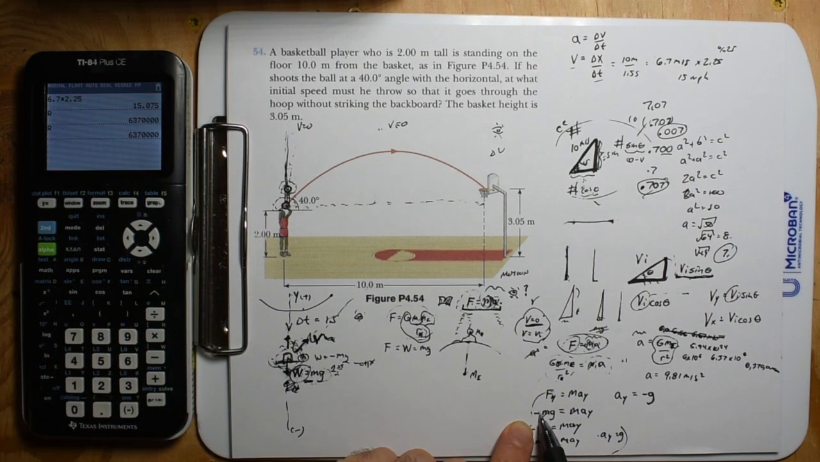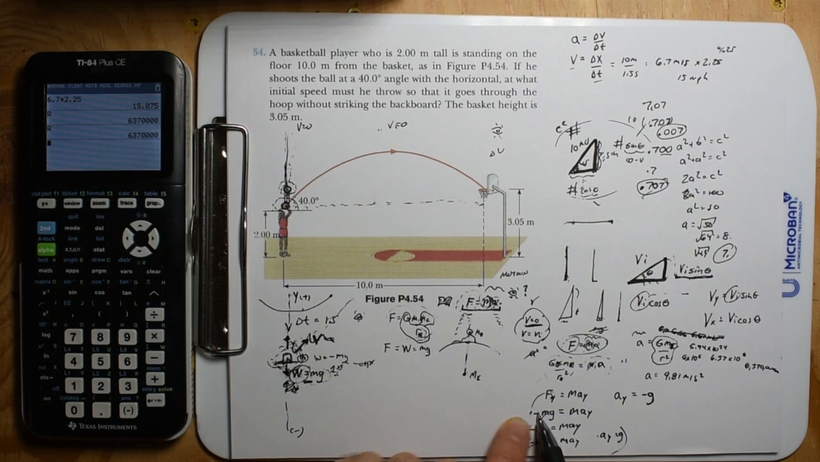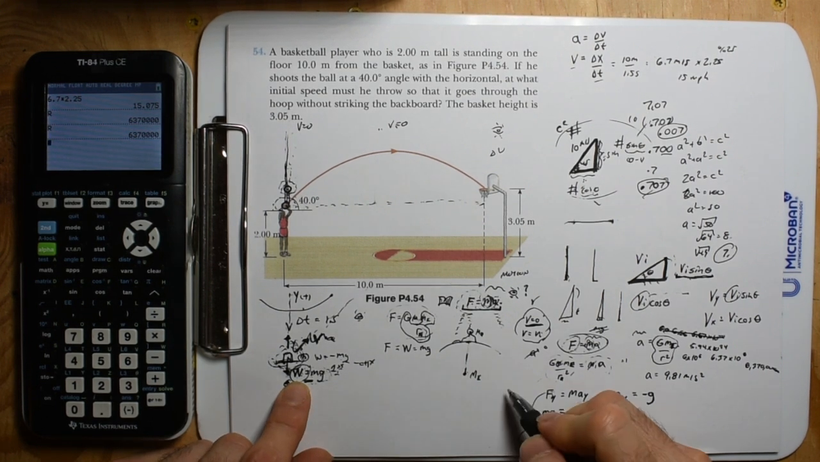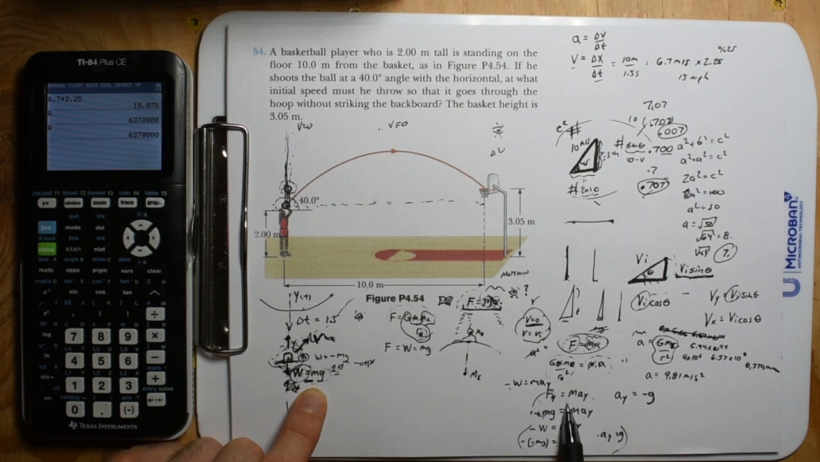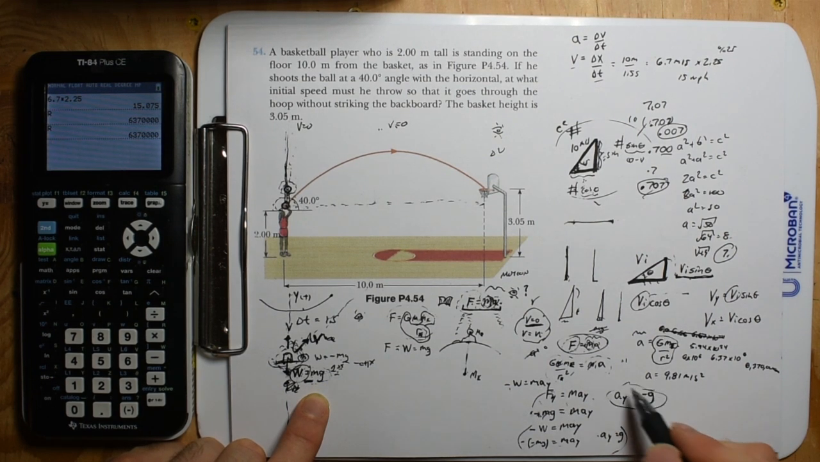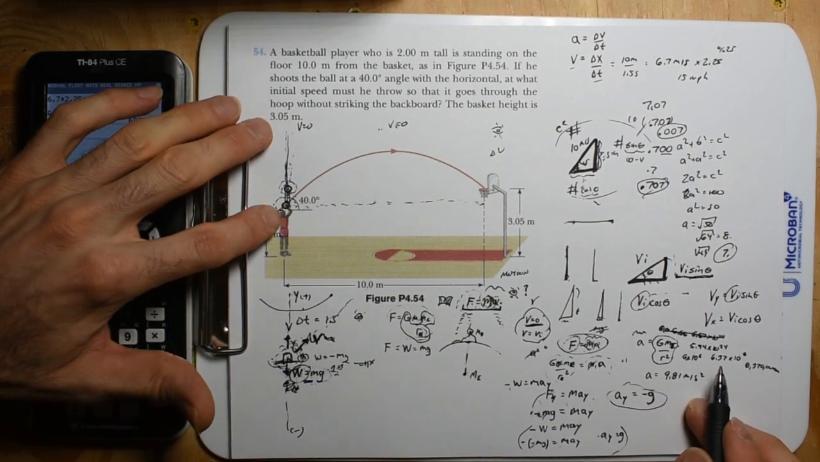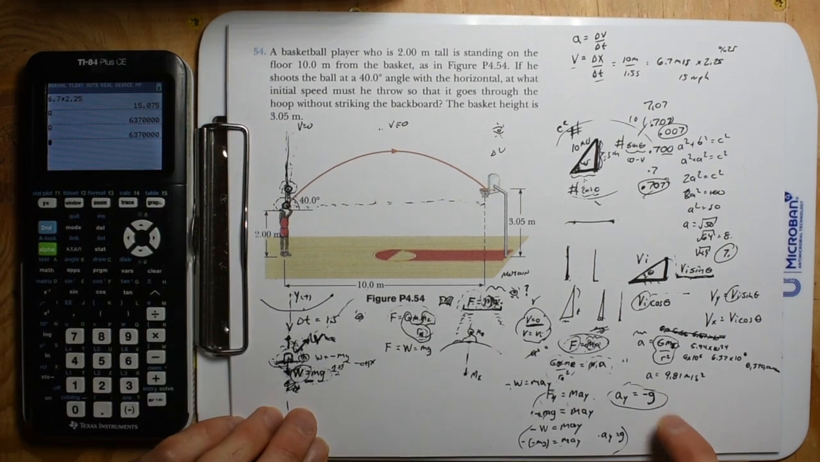That was this negative, and then we just throw in W. So again, negative W is equal to mass times acceleration in the y. That's what we did, and then we found out the acceleration is negative g. Okay, cool. So now what do you do with this?